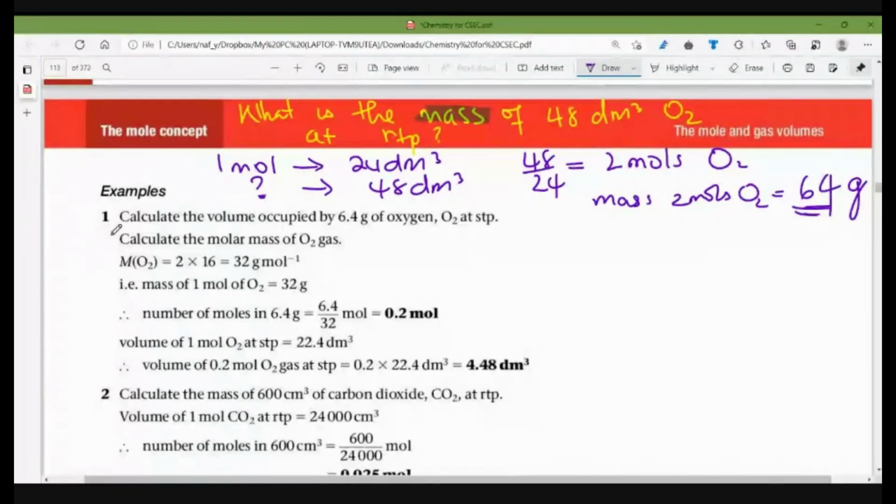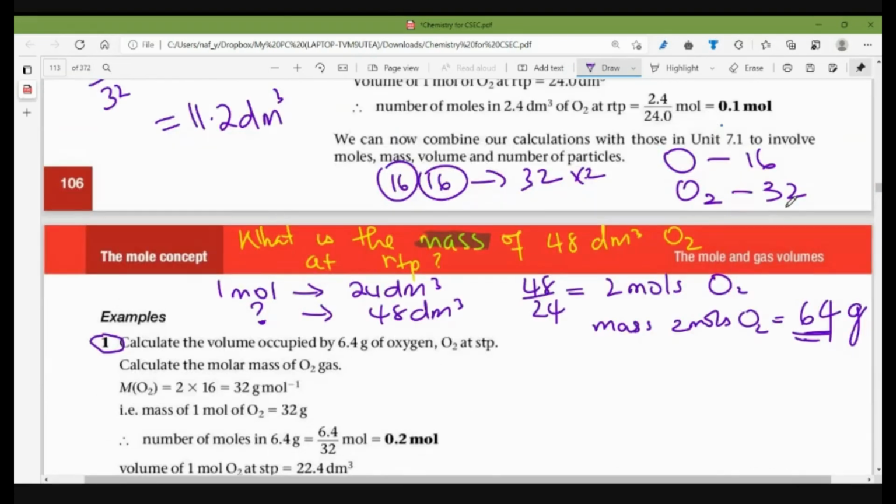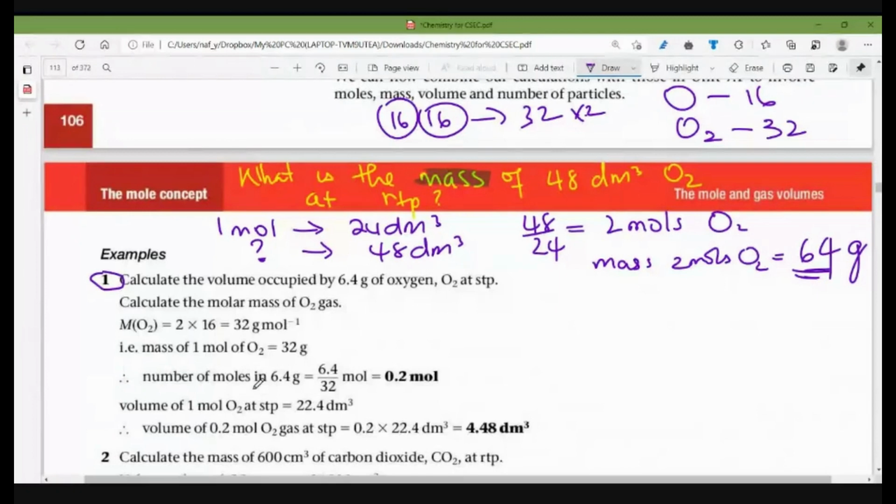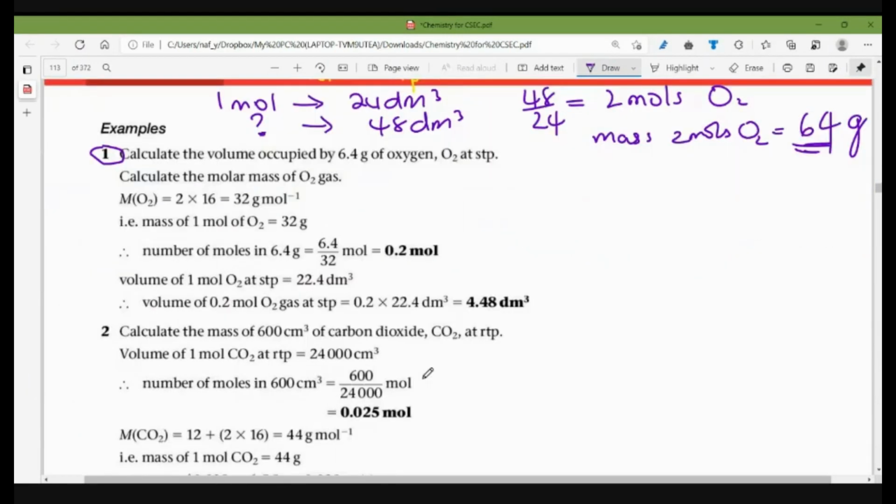So I'm going to show you another relationship that we can use. So let's look at their example. Example number 1. It says, calculate the volume occupied by 6.4 grams of oxygen at STP. Now, in their example, they showed you calculating the mass of 1 mole, which is 32, which is what we did, right? And calculating the number of moles, which is what we did up here. Then, from the number of moles, we found the volume occupied, which is what we did.